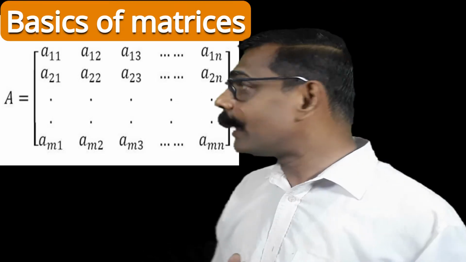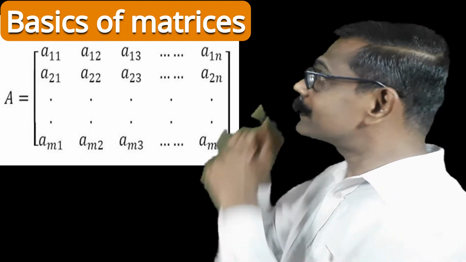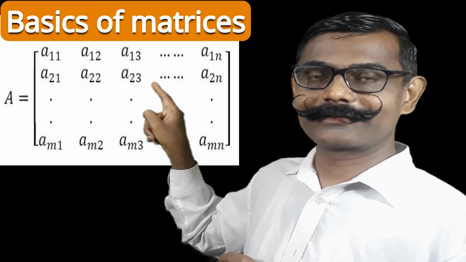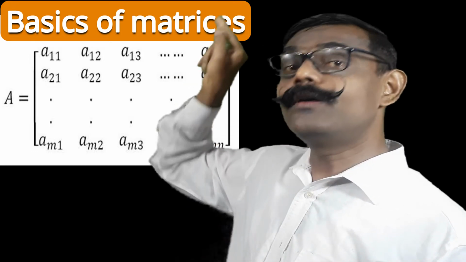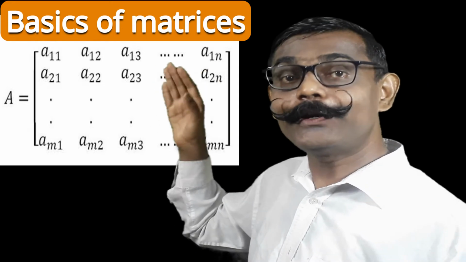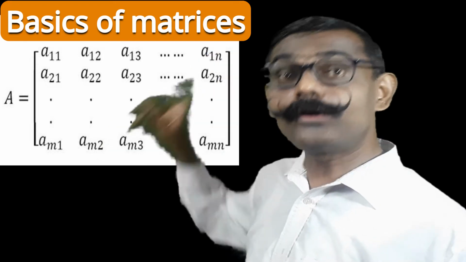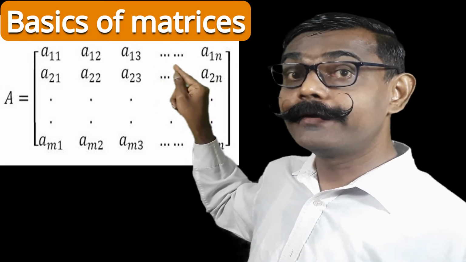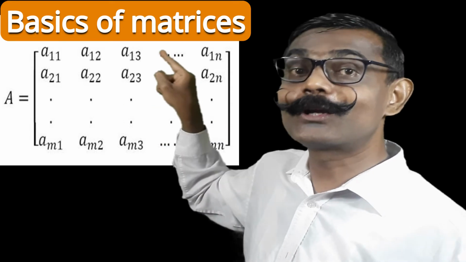In general, if I have to represent a matrix, say A is a representation for the matrix. In square brackets, A11 is the first term in that matrix, the first number in that matrix. 11 represents first row, first column. See the second number there, A12, first row, second column. A13, first row, third column. Likewise, we can continue. A1n means n number of columns are present in that matrix.